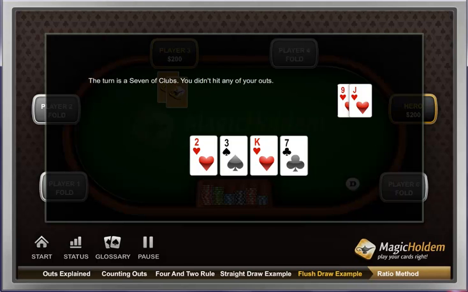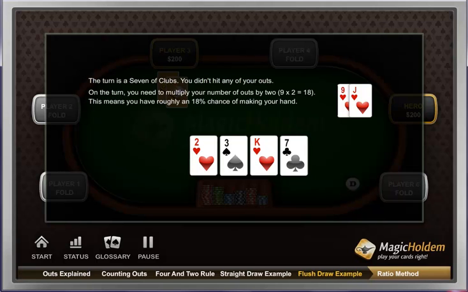The turn is a 7 of clubs. You didn't hit any of your outs. On the turn, you need to multiply your number of outs by 2. 9 times 2 equals 18. This means you have roughly an 18% chance of making your hand. The precise figure is 19.1%.